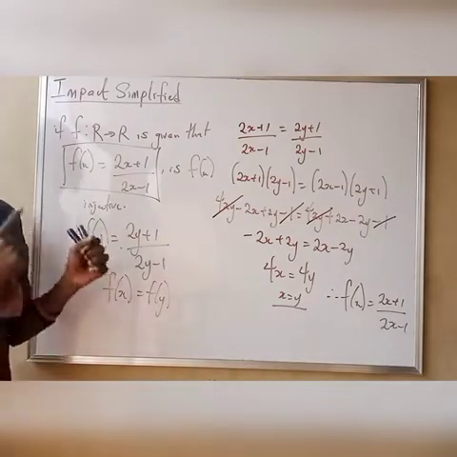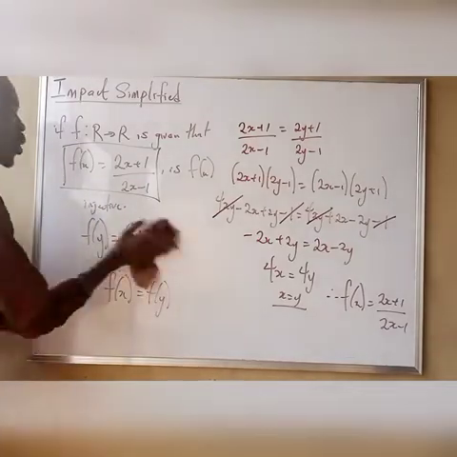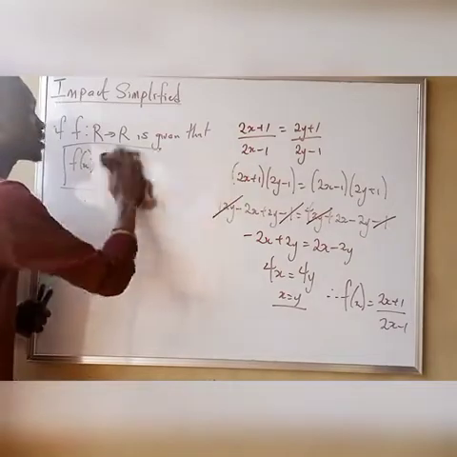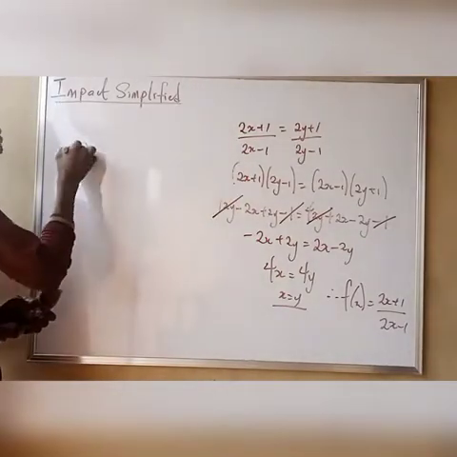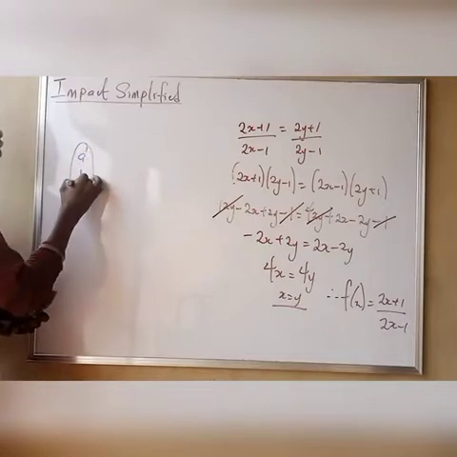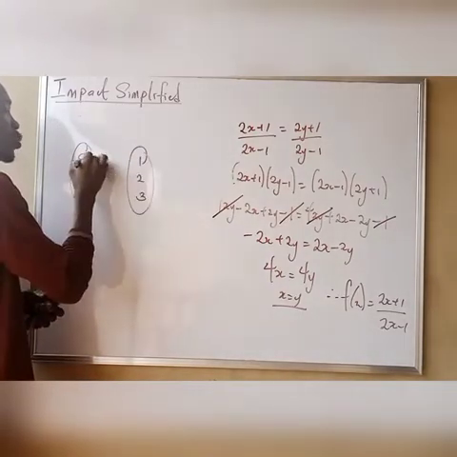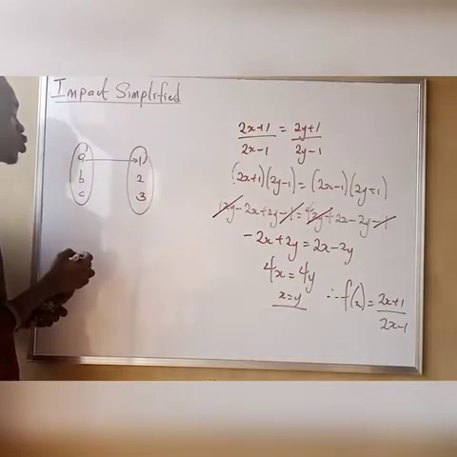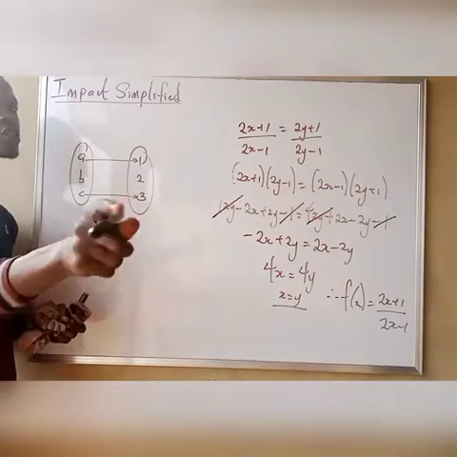Injective means one to one, and it must not overlap. And apart from one to one, every element in the domain must have a distinct element in the codomain. Now let me quickly explain that. If we have this 1, 2, 3, and we have, let's say, A to 1, and C to 3, this function is not injective.